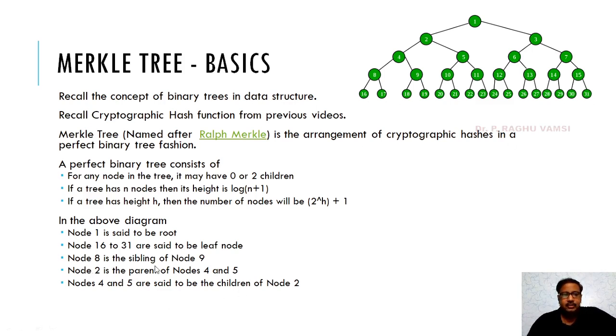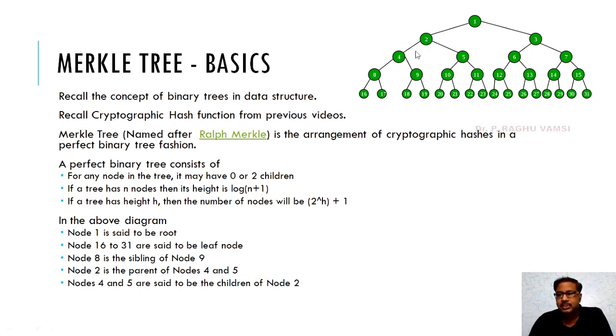Next, node 8 is the sibling of node 9, and node 9 is also the sibling of node 8. The reason is these two are the nodes of the same parent, that is 4. It is the common way of calling siblings, in the sense of children of the same parent. Since 8 and 9 belong to the same parent, 8 and 9 are siblings.